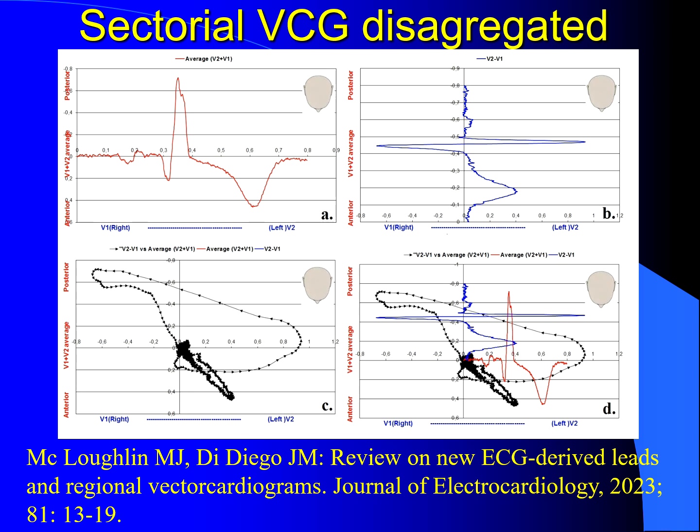Panel C shows in the transverse plane the regional vectorcardiogram of the retrosternal area. This vectorcardiogram is the result of panel A and B. Panel D shows all the information by the addition of panel A, panel B, and panel C.